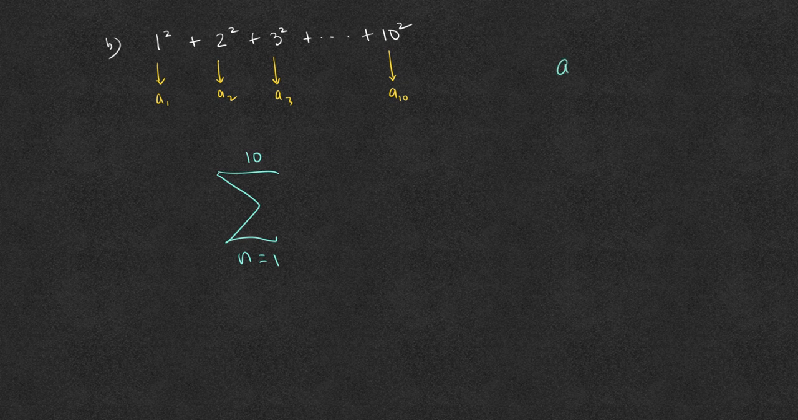The formula a sub n is n squared. And again, because when n equals 1, the term is 1 squared. When n equals 2, the term is 2 squared. And so when n equals n, the term is n squared. And so what goes inside of this sum is n squared.